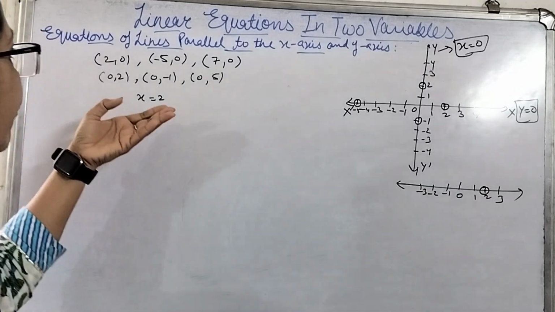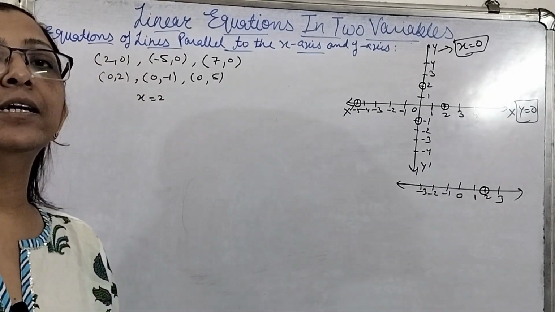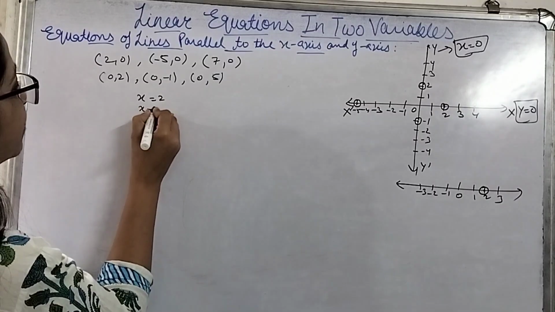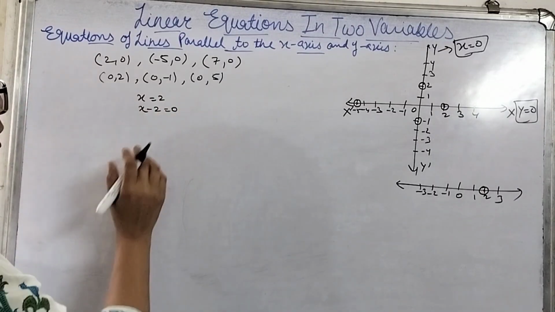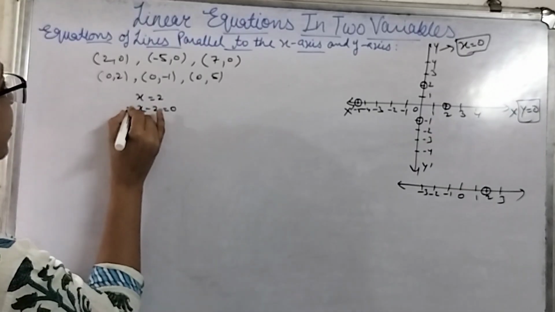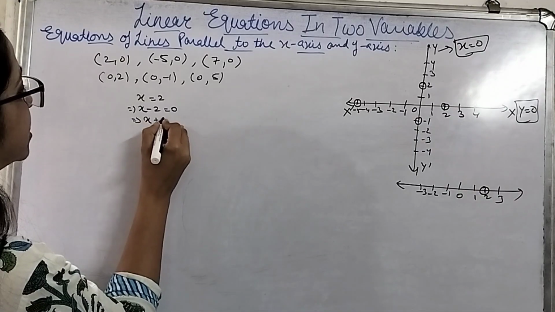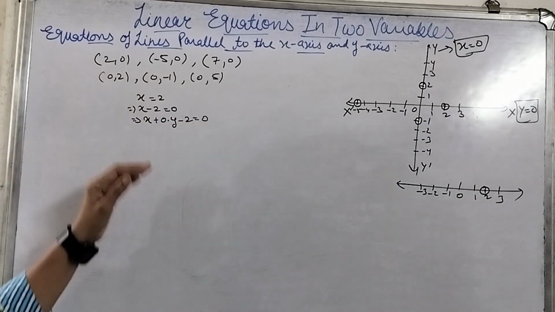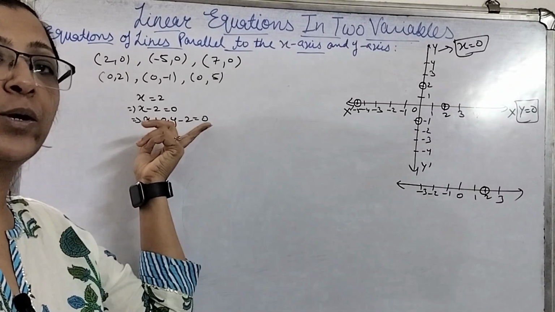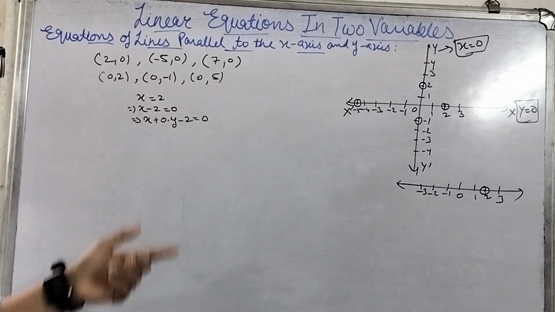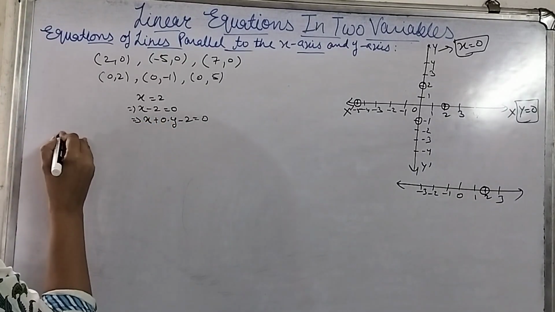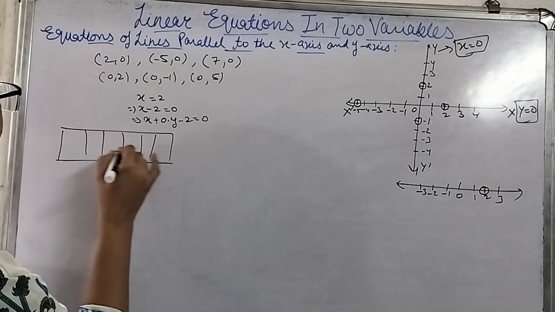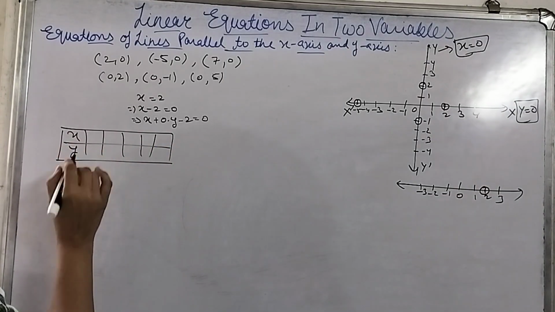Now if we have to convert this into a linear equation in two variables, then this could be written as x minus 2 equivalent to 0, and then it could even be written as x plus 0 multiplied by y minus 2 equivalent to 0. So this has become your linear equation in two variables. Now, if we are going to find the solutions for this equation, this is your x, this is your y.